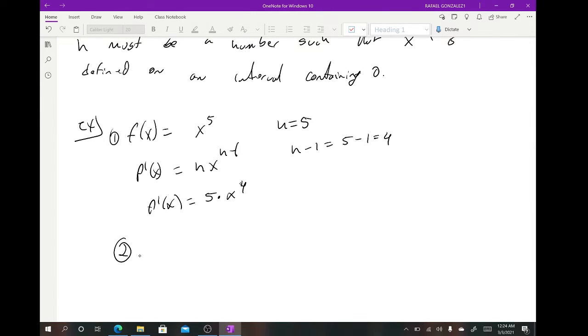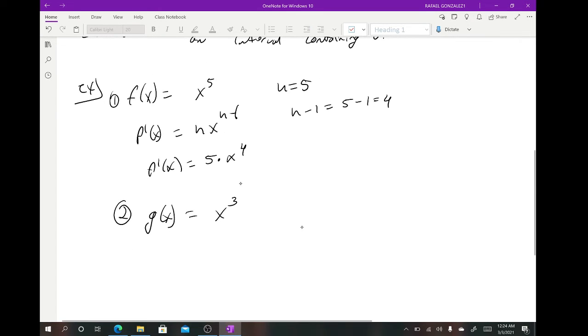Again, let's do one more. So g of x, and let's say g of x equals x cubed. Again, n is equal to 3. That means n minus 1 is equal to 3 minus 1, which is 2. So we have that g prime of x by the power rule is going to be n times x to the n minus 1. But we know that n is equal to 3 and n minus 1 is equal to 2. So we have 3x squared.